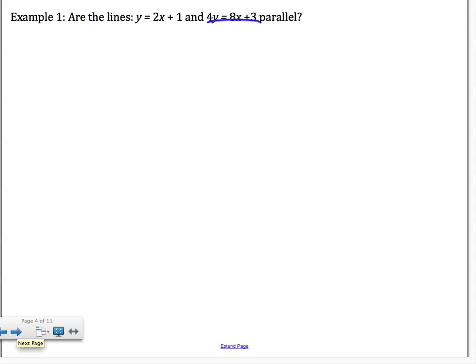Yeah, so that one isn't in slope-intercept form, right? Actually, it's not even in standard form, it's just a different form. This one is. So what's the slope of that one? What's the slope of that line? 2. Well, we need to convert this one into slope-intercept form. So here we got 4y equal to 8x plus 3.